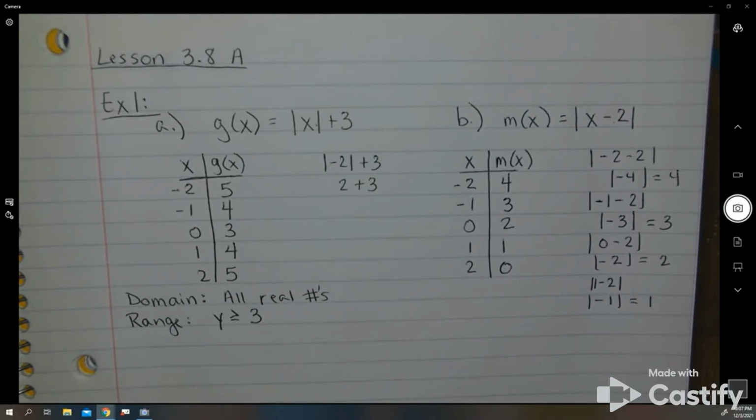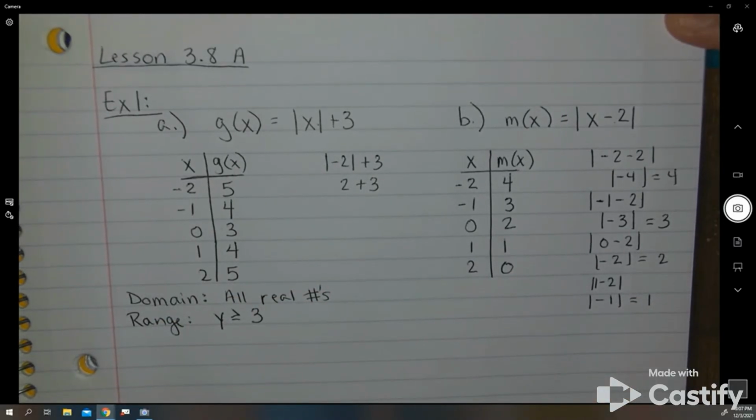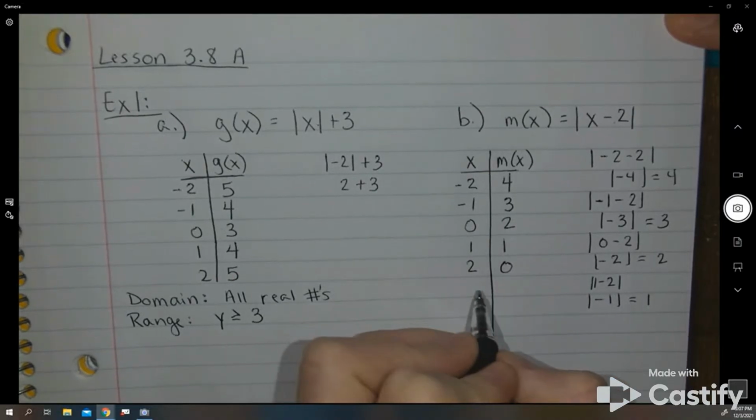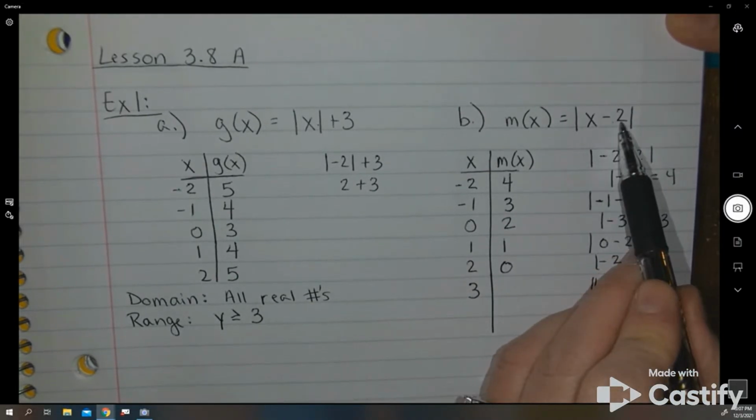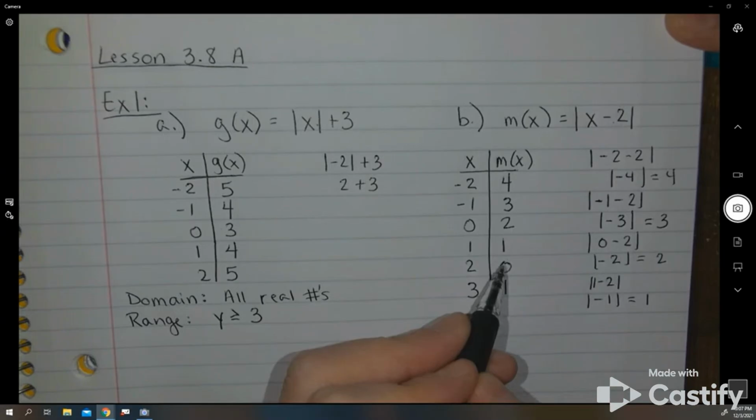So what I want to encourage you, if you run into this situation because you picked numbers that you didn't realize weren't going to line up, add a couple more. So let's see what happens if we go to number 3. 3 minus 2 is 1. The absolute value of 1 is 1. Look at that. We started our numbers over again.